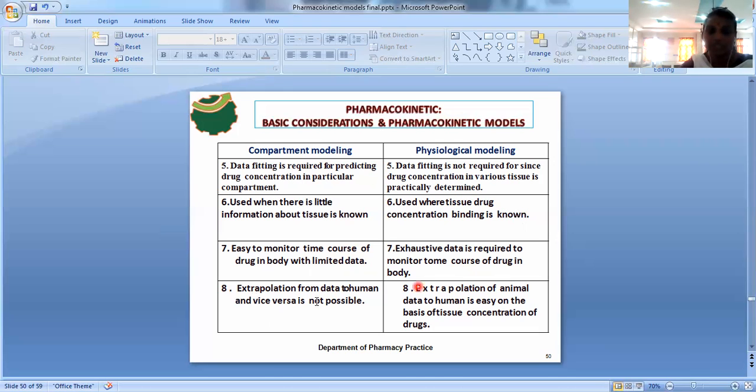And here extrapolation of data from animals to human and vice versa is possible. Whatever data you obtain from particular animals can be easily extrapolated to human data, and the same from humans to animals. In the compartment model, extrapolation of animal data to human is possible only on the basis of the tissue concentration of the drug. If you know the tissue size and tissue volume, in such cases extrapolation of the data and vice versa can be easy, but extrapolation is not possible in compartmental modeling.